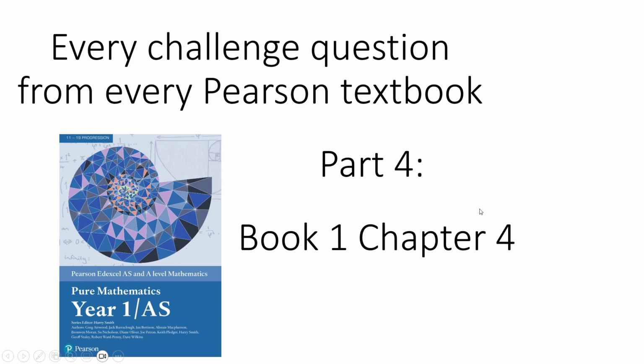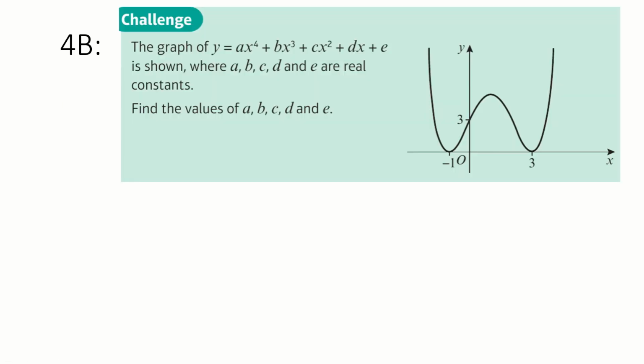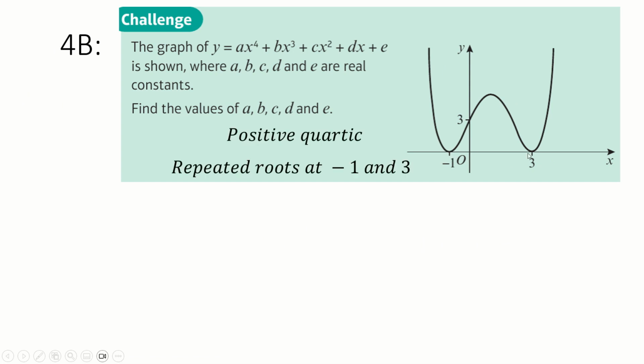Time to find out whether the textbook can make graph sketching difficult. The answer, as you can see by the length of this video, is no. We have a quartic here. It's a positive quartic, so a is a positive number because it's up like this. It has a y-intercept of 3, and it has repeated roots critically at -1 and 3. That's what we can gather from looking at the picture.